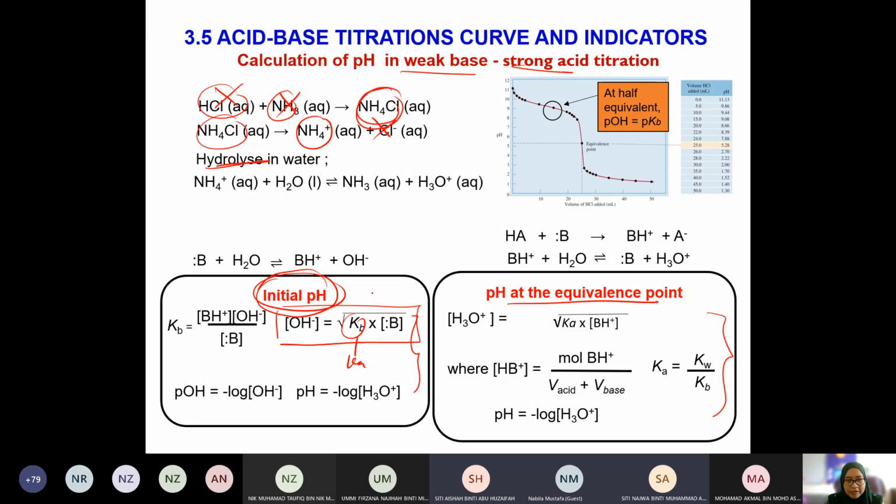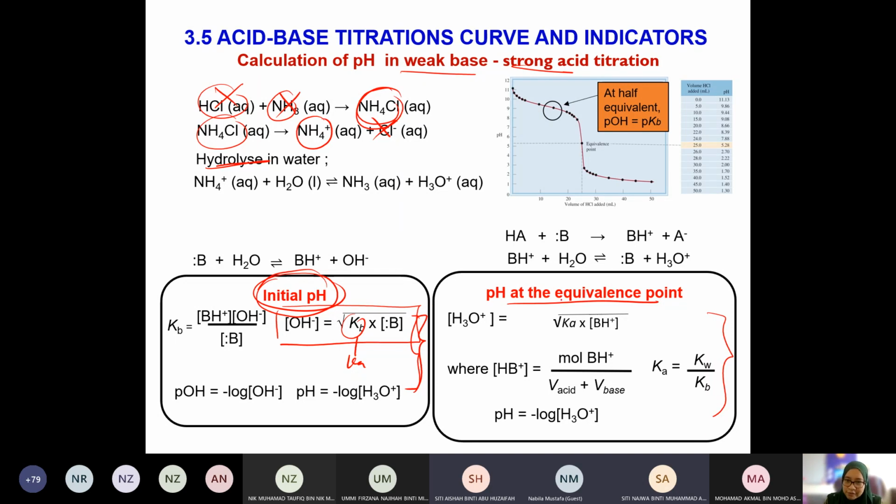So don't worry too much about the formulas they give here. What's important is that you understand. At this point we only have the weak base. So how would you calculate the pH of a weak base? You've learned that earlier. This is not something new; they just put it there to guide you. For me, I'm not so concerned about this formula, because I've learned it before. I've learned how to calculate the pH of a weak base, because at the beginning we only have the weak base. We haven't added acid yet. So initial pH depends on whether it is a weak acid or a weak base.